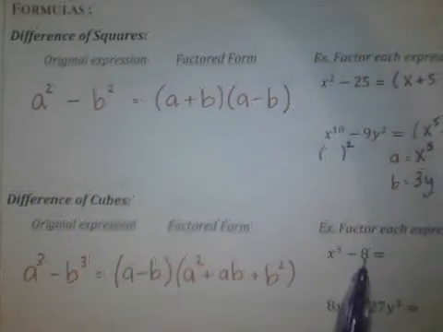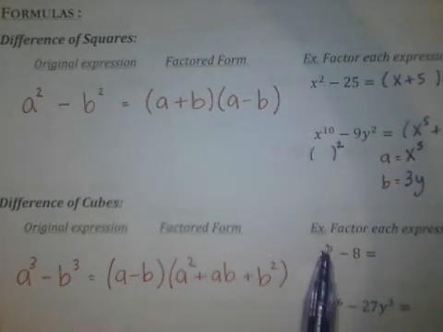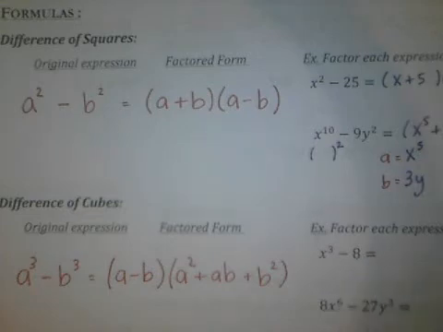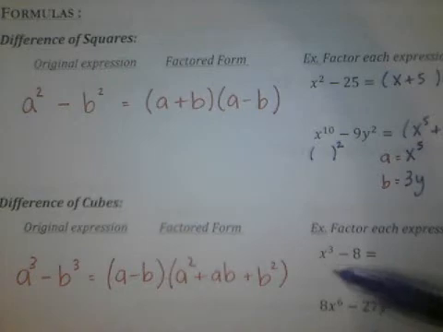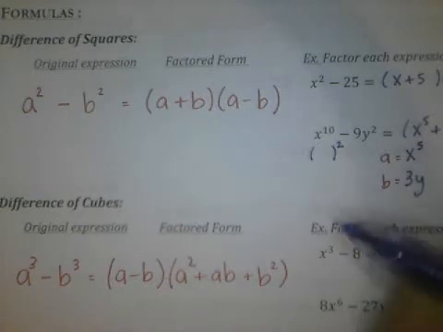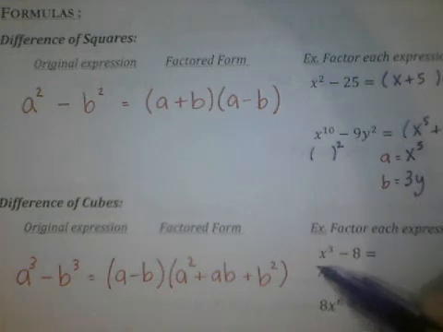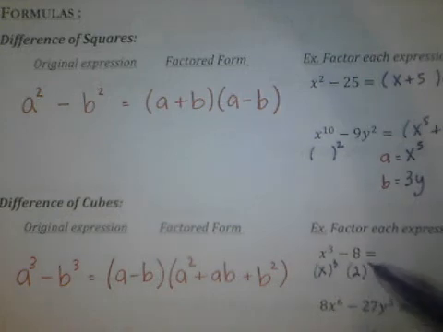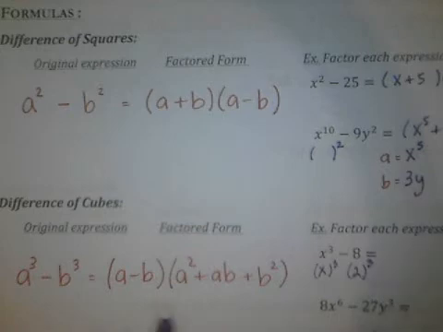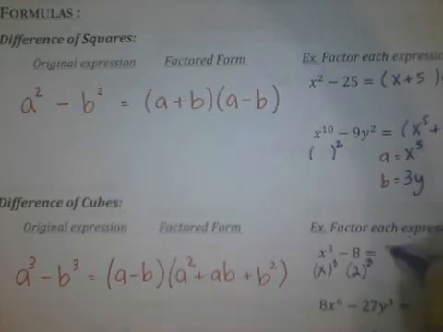X cubed minus 8. The first thing I notice is that both x cubed and 8 are perfect cubes. The first term is x times x times x, the second term is 2 times 2 times 2. That means that a is x and 2 is b. So I plug x and 2 into this formula, and here's the factored form that I get.